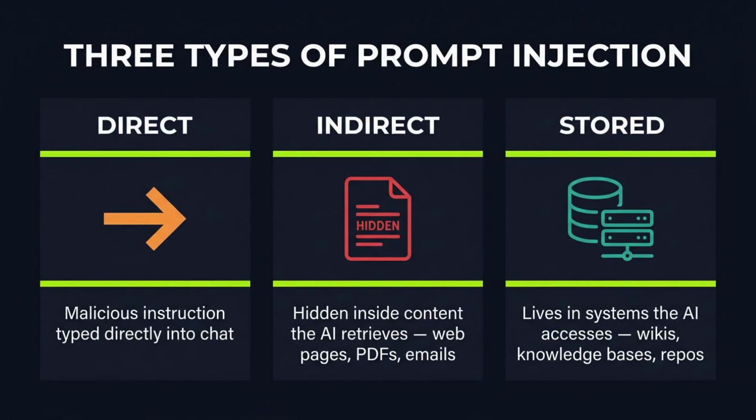There are three attack patterns you need to know. Direct injection, the simplest form. Someone types a malicious instruction directly into a chat interface that's processing untrusted input. Indirect injection. This is the one that catches teams off guard. The malicious prompt is hidden inside content the AI retrieves, like a web page, a PDF, or the body of an email.